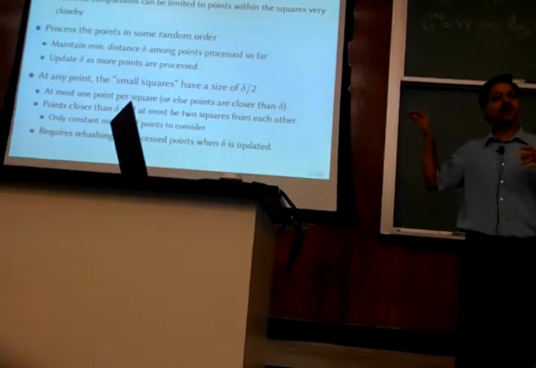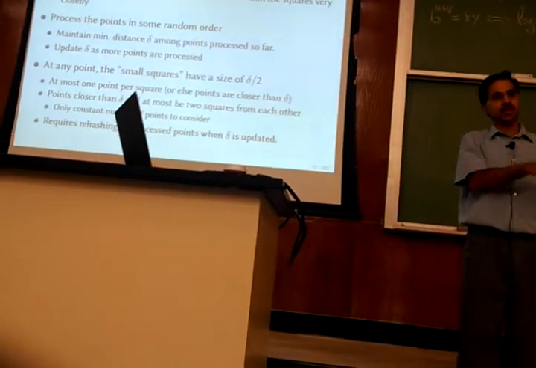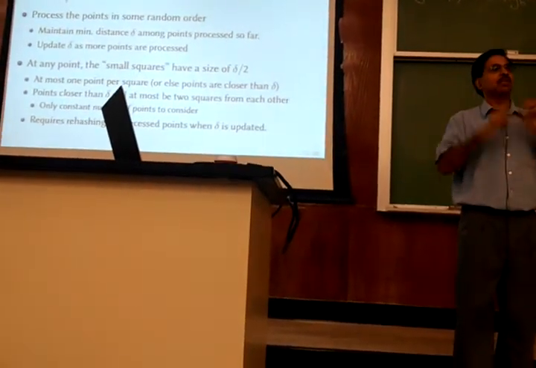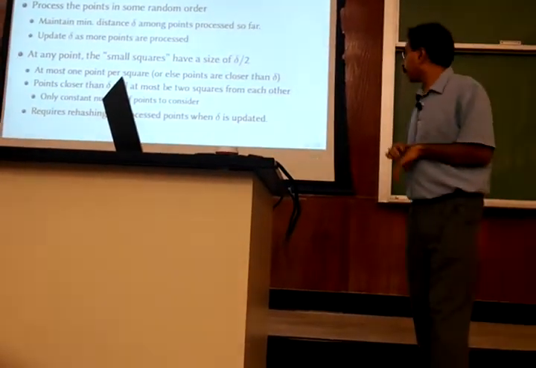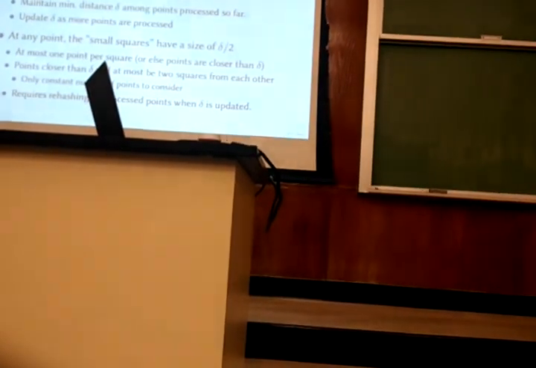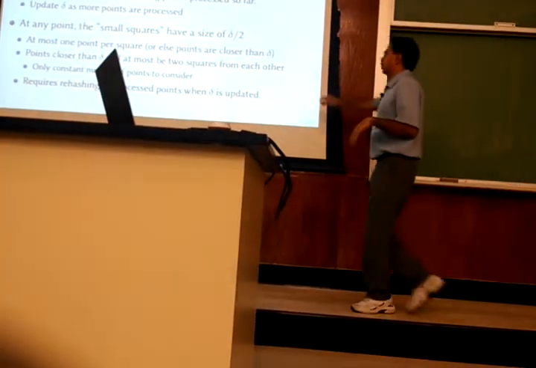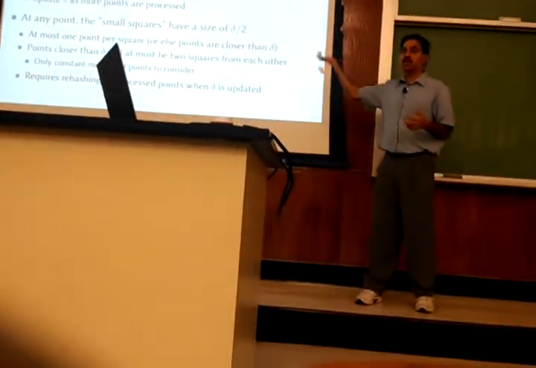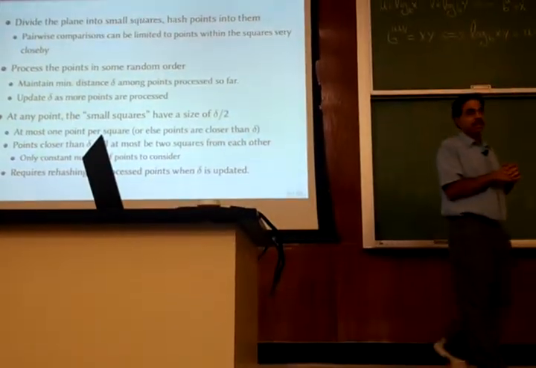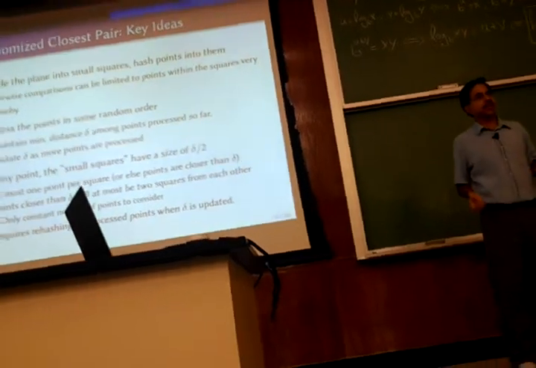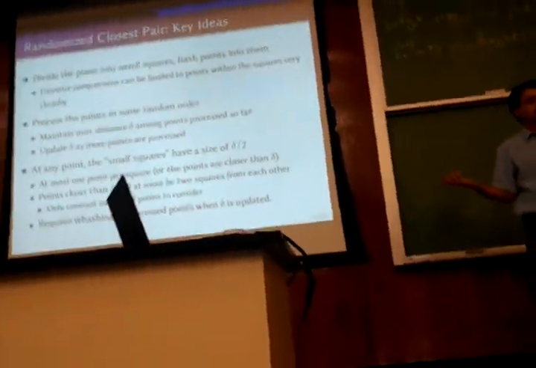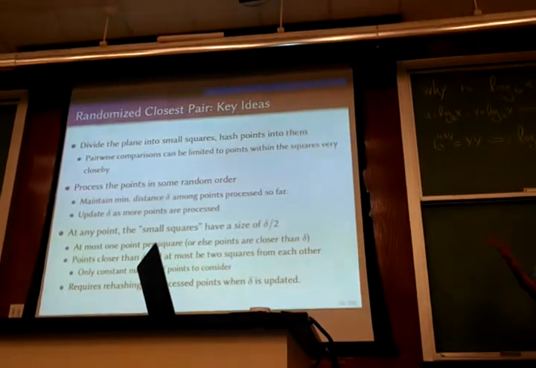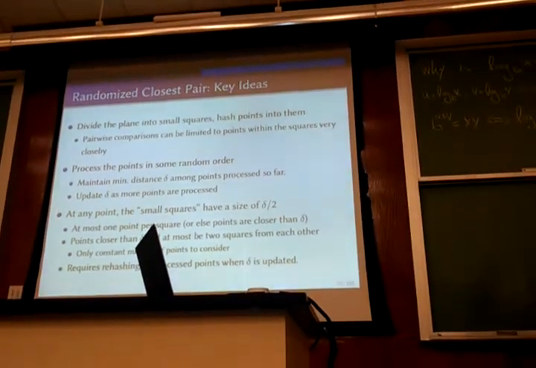Okay, and our grid size is going to be delta by 2, where delta is the closest distance we have computed so far. And the rest of the logic is very similar to what we have said before. At most 1 point per square, because the closest distance is delta. Therefore, within a distance of delta by 2, you can't have 2 points, right? Because otherwise, they are closer than delta, right?